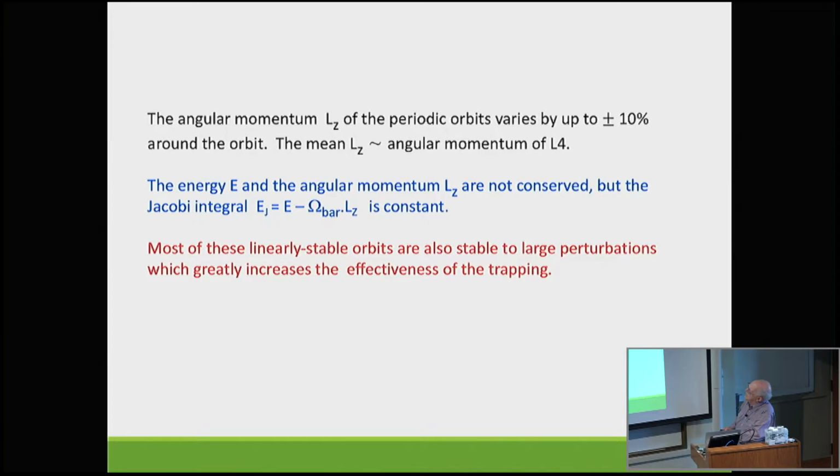So although we've got a situation where energy and angular momentum aren't conserved because you've got this changing potential and it's not axisymmetric, there is an integral, and it's called the Jacobi integral, and it just happens to be the energy minus the angular velocity of the bar times the angular momentum. That is constant. We'll come back to that in just a second.